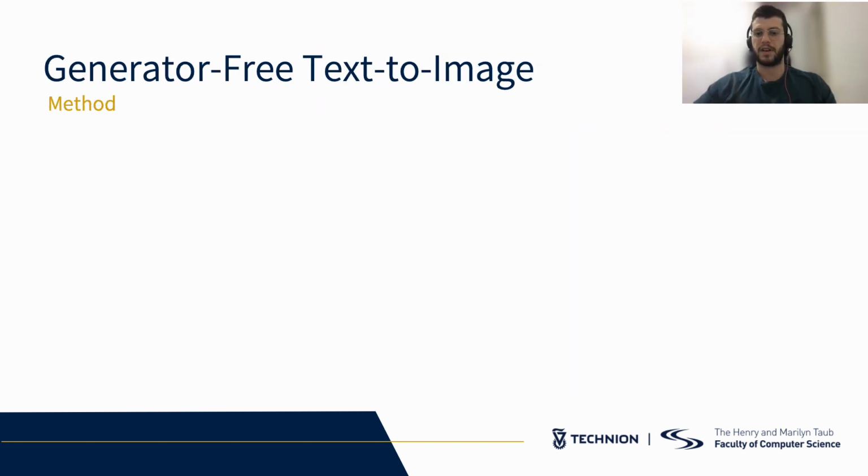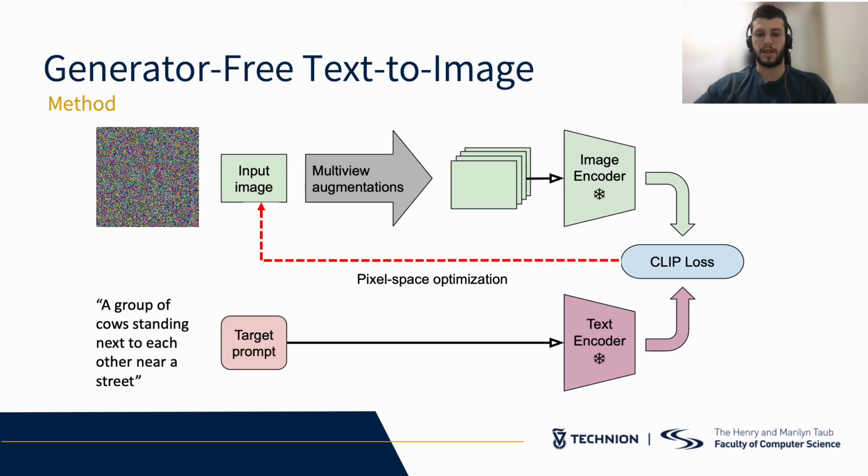After demonstrating the effectiveness of CLIPAG in enhancing existing generative frameworks, we turn to explore it in the challenging generator-free text-to-image synthesis. We propose an iterative generation pipeline based on pixel space optimization. More specifically, given a random input image and a target prompt, we first augment the image with random augmentations to obtain multiple views of the same image. Next, we encode them and calculate the CLIP loss with respect to the target prompt, and then we update the image accordingly. We repeat this step several times until converging to the final result.